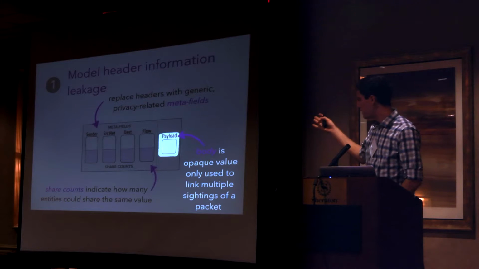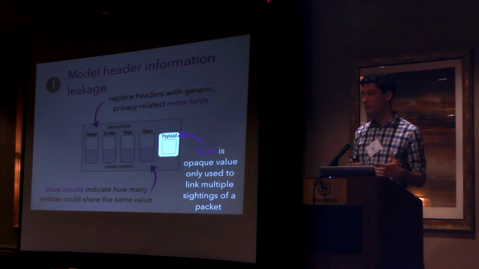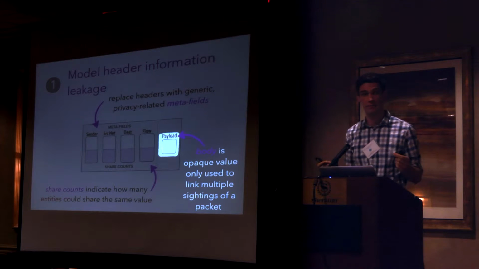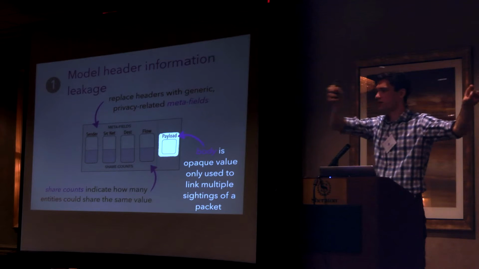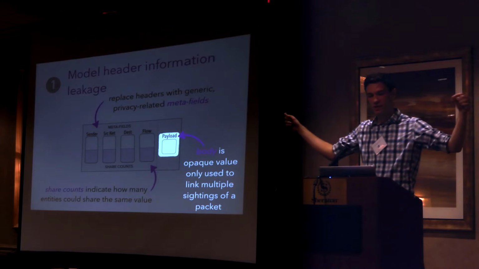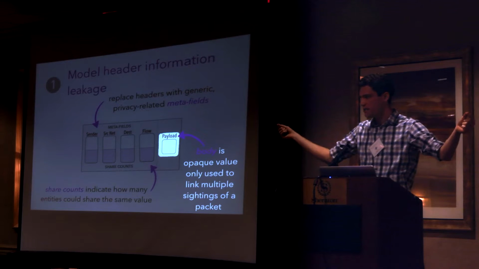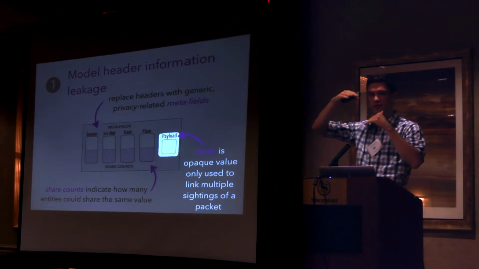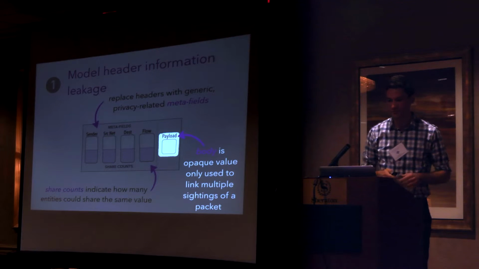And then finally, we model the payload just as an opaque value. We assume that application content is encrypted. And so the only thing the payload is good for is linking multiple sightings of the same packet. So let's say the adversary has a vantage point here and another vantage point over here, and a packet goes across the network. The headers might be changed in between those two vantage points by network devices. But if the packet payload is the same, we assume the adversary can link those two sightings, those two sets of headers, and combine any information it learns from both sets of headers. And I'll show you an example of that in just a minute.